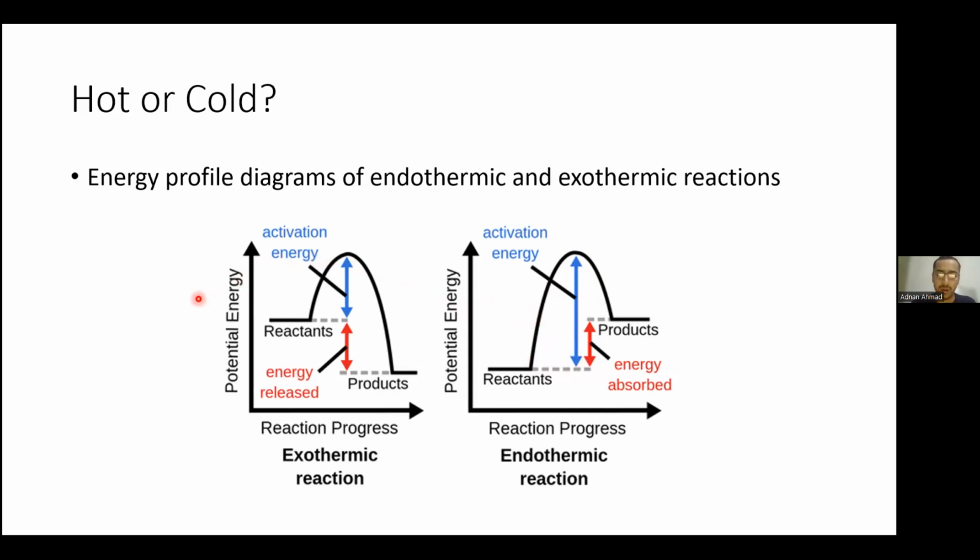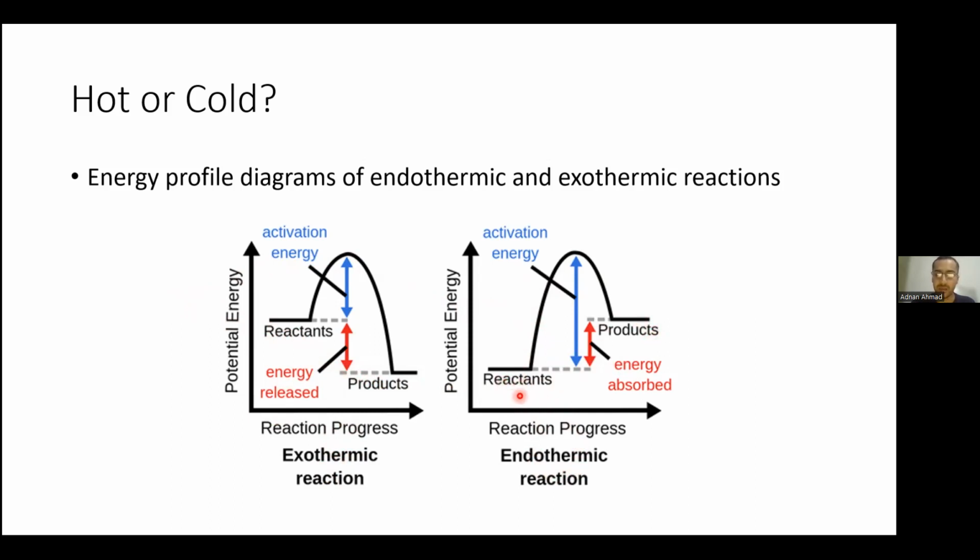So in order to know which is which, you need to see that in an exothermic reaction, the reactants are higher in energy and the products are lower in energy. This is a very important point to remember: in an exothermic reaction, the reactants will always be higher in energy as compared to the products. And in endothermic reactions, the products will be higher in energy as compared to the reactants.